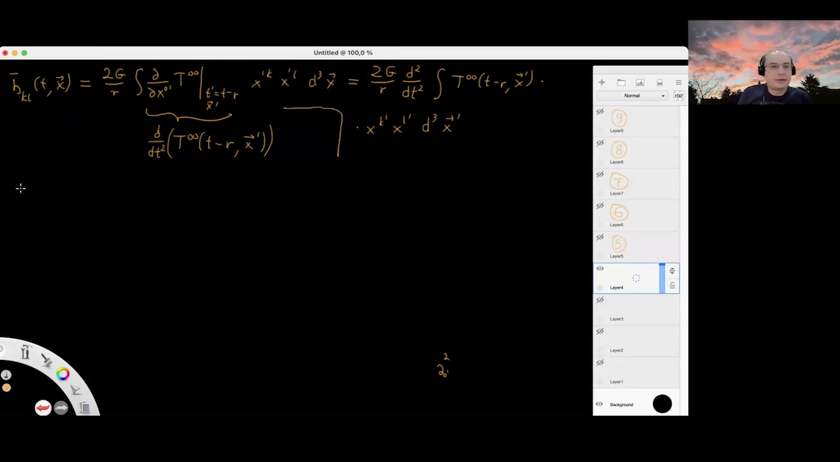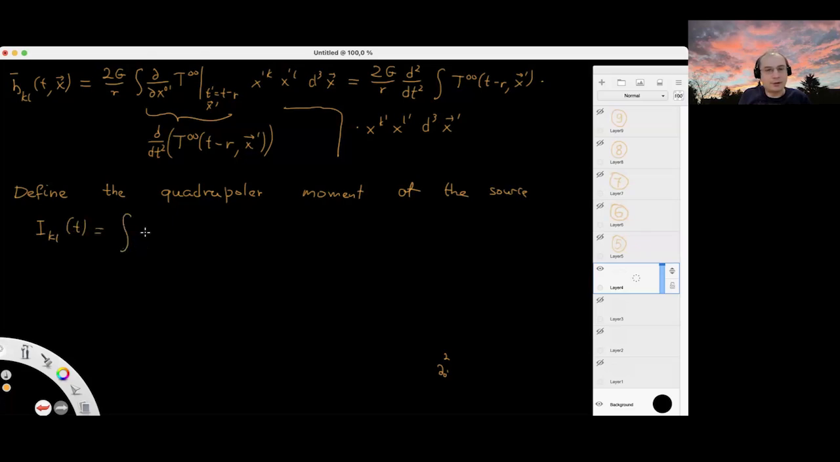Okay, so now let's define, let's say, the unreduced quadrupole moment of the source, capital A k l of t. That's going to be just the integral of t zero zero at t, x prime, x k prime x l prime d3x prime.